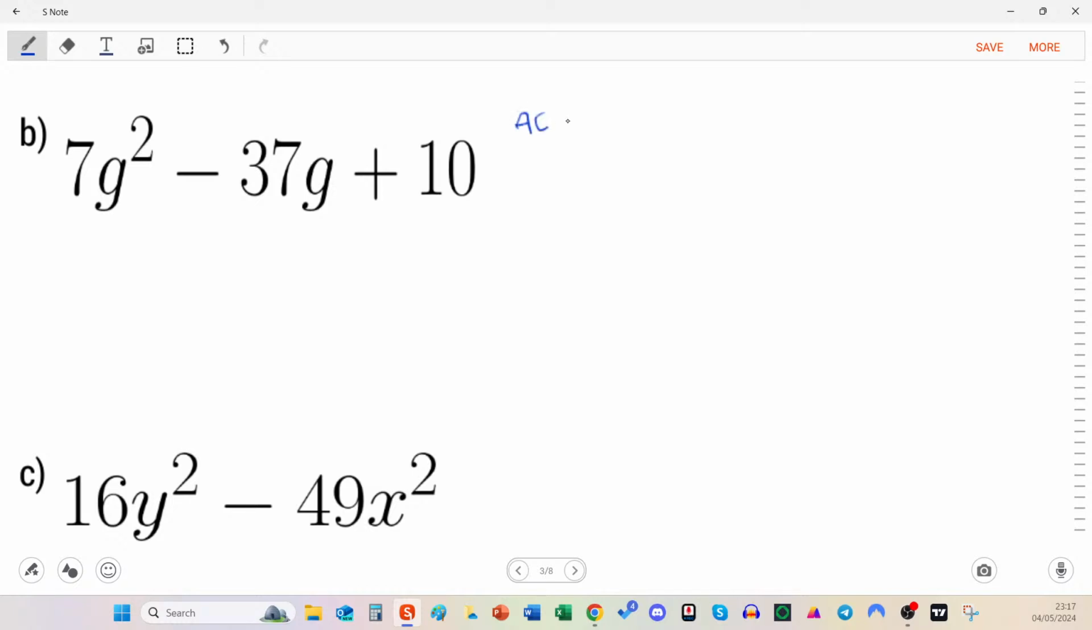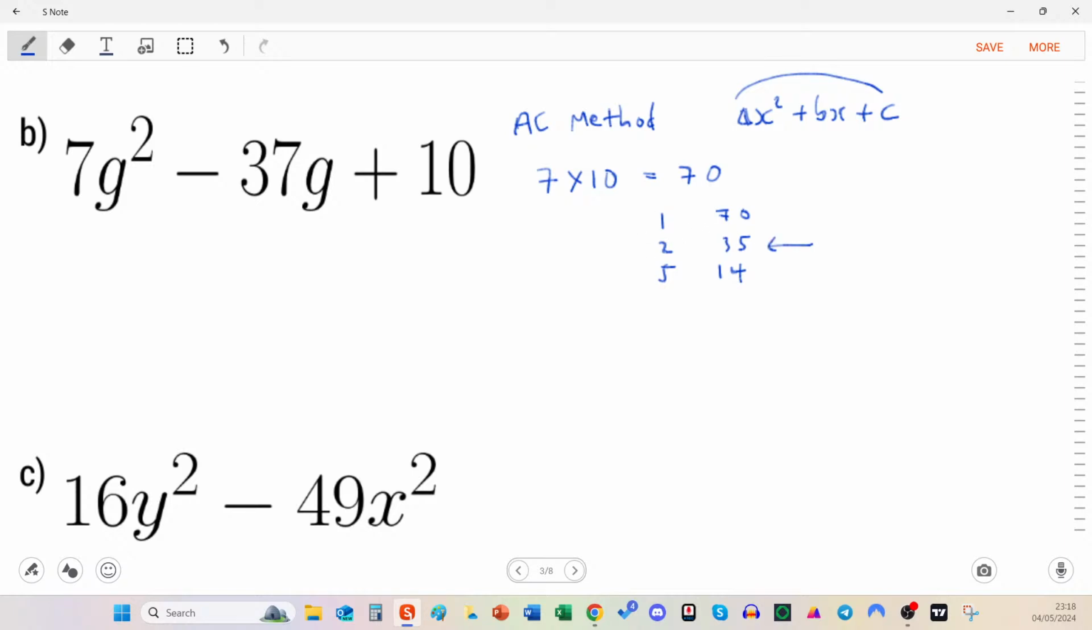I think the best way to stick to is the AC method, which coincidentally does work for the first question. The AC method is kind of cool. If you've got a quadratic which is ax squared plus bx plus c, the coefficient of the x squared multiplied by the constant term at the end is what we're going to do first. So in this case it's 7 times 10, which is 70. Now we'll look at pairs for 70: 1 and 70, 2 and 35. You can probably start to see that you've got one already that works, which is 35 and 2.